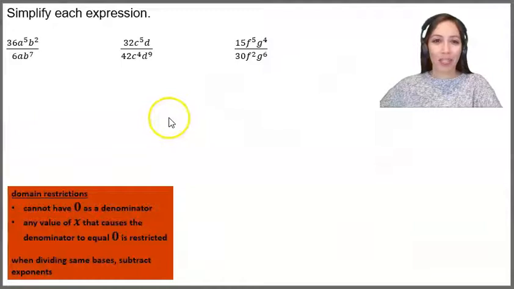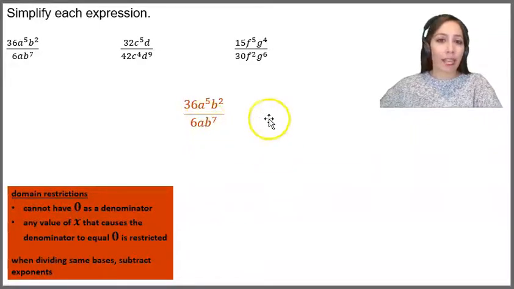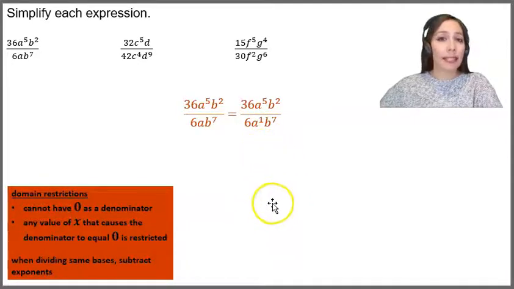Now that we have Chloe's cheat sheet notes, we can go ahead and simplify each of these rational expressions. On this first one, we have 36a to the 5th b squared over 6ab to the 7th. I noticed that my a doesn't have an exponent, so I'm actually going to write the 1 in there because there is an exponent of 1, we just don't write it. And for me to see the exponents, it helps me to make sure I don't make a mistake.